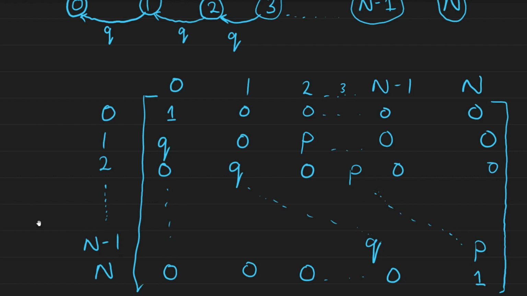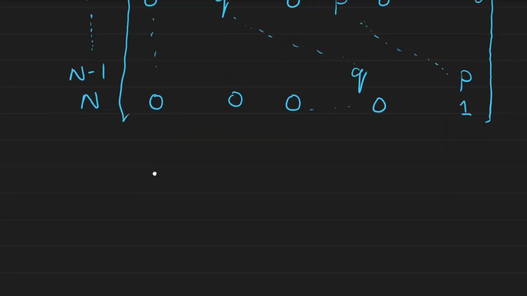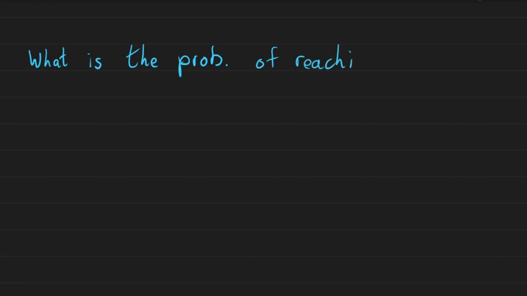Okay, so now let's move on to actually deriving and solving the gambler's ruin problem. We're going to start by asking a question: what is the probability of reaching n? So regardless of what the gambler starts out with, what is the probability of reaching the end goal?